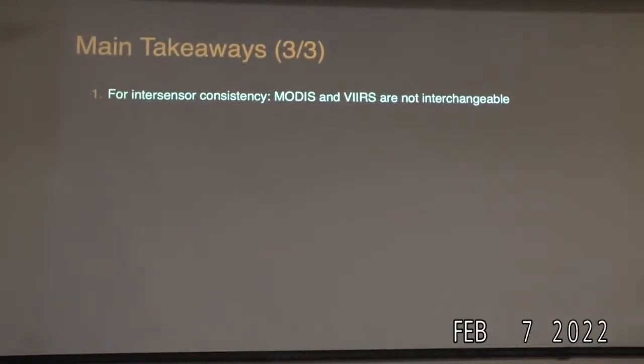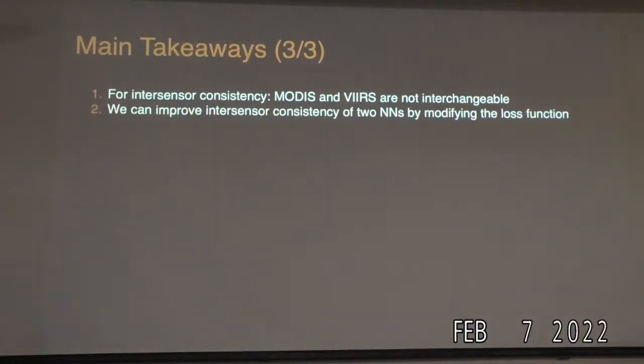Okay. Main takeaways. If we care about intersensor consistency, we can't assume that MODIS and VIIRS data are interchangeable. But we can improve intersensor consistency if we add a term to the loss function that minimizes differences when they see the same cloud. We can do this with only a small change in performance with respect to colliding. So we're gaining a lot in terms of intersensor consistency, losing very little in terms of performance.